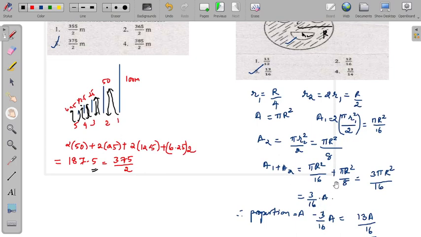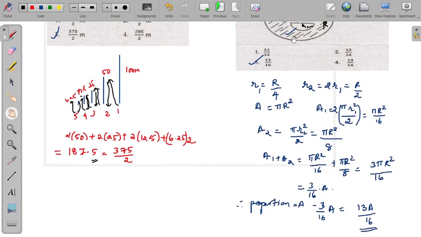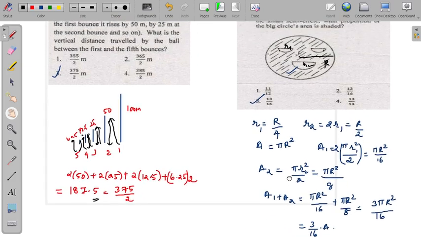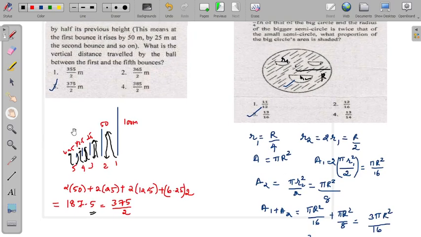What proportion of the area is occupied? So total area is A. From that you subtract these three areas, that is 3 by 16 of A, which gives you 16 minus 3, that is 13 by 16 of A. So 13 by 16 proportion of the bigger circle's area is shaded, because we have to subtract these three areas from the total area. If you subtract, then the shaded area is 13 by 16 proportion of the bigger circle's area. That is the third option is the answer.